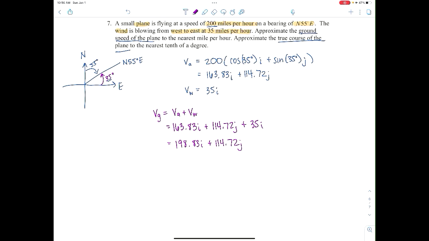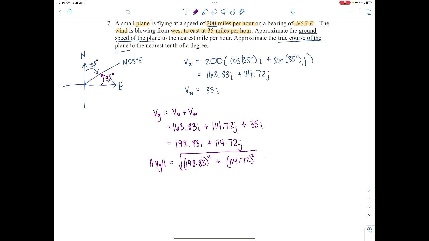We want to know its ground speed, so from beginning to end, that would be our magnitude. So we're going to take the magnitude of that vector because that's going to give us its speed from beginning to end. How fast is it going, right? So we have 198.83 squared plus 114.72 squared. Take the square root of all of this.